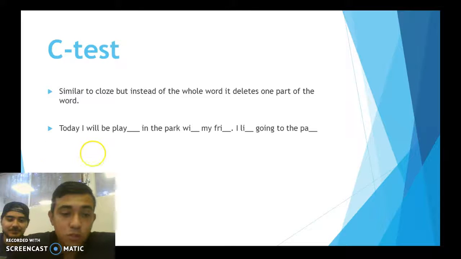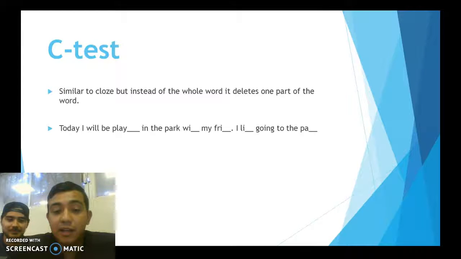For example, today we will be playing. On play, as we know, it's future, so it's missing the ing. And today we'll be playing in the park. You have wi, which is missing th. So those are some examples of C test.